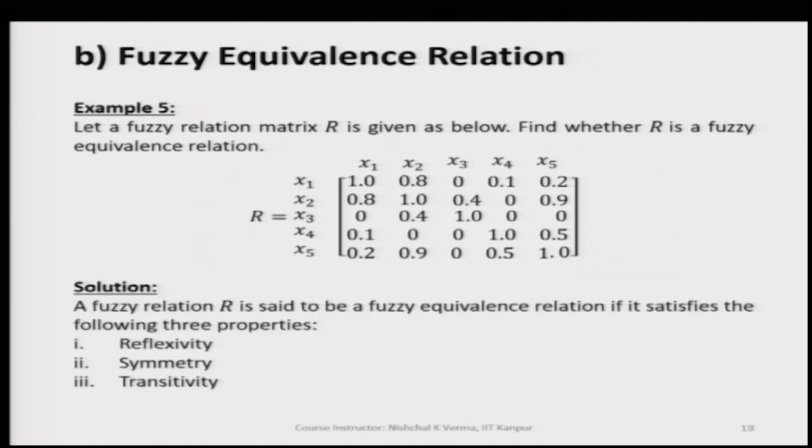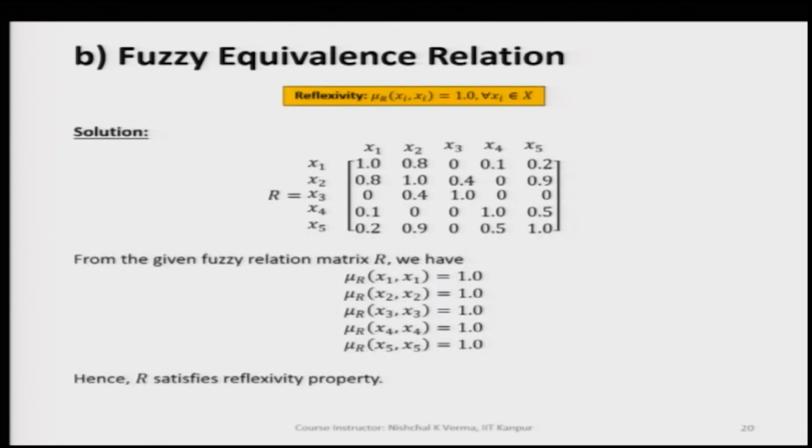So, let us quickly go through the reflexivity property, symmetry property, transitivity property for the given fuzzy relation set and comment on it. So, we see that the given fuzzy relation set R has all its diagonal elements as unity. So, all the diagonal elements are unity.